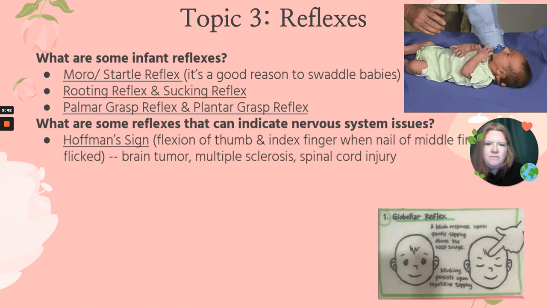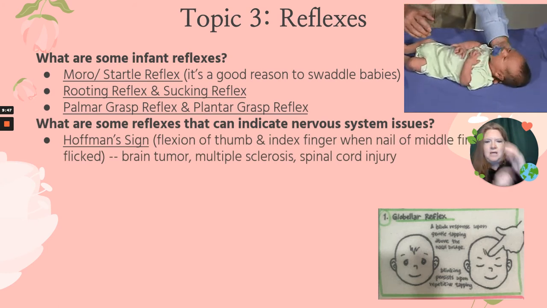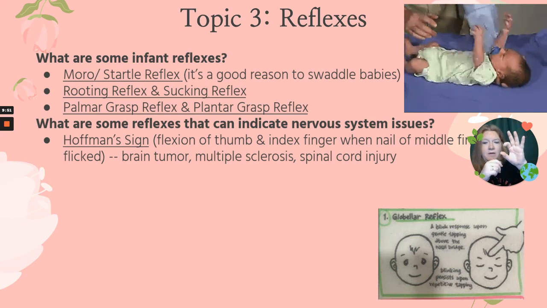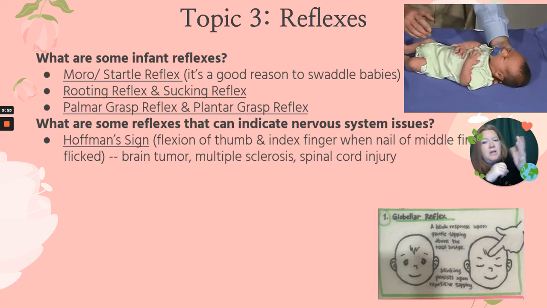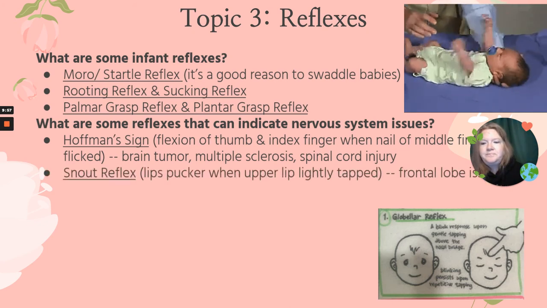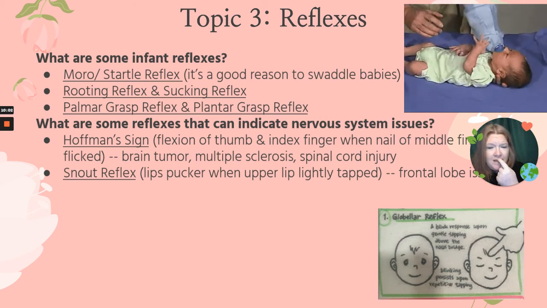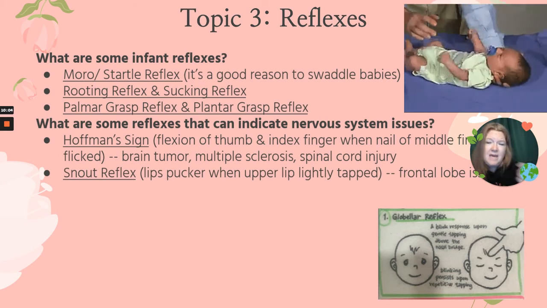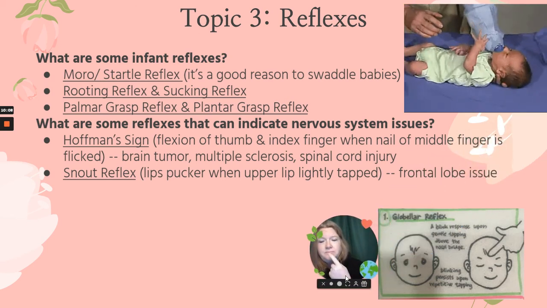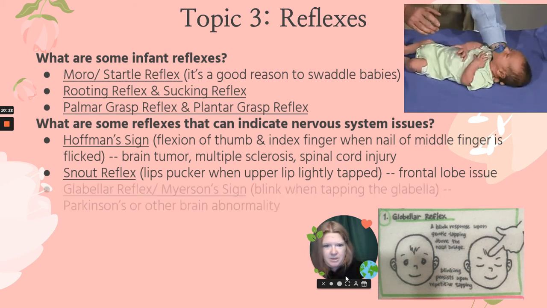And what are some of the reflex signs that can indicate nervous system issues? Well, there's Hoffman signs. So if you flick the middle finger and you see flexion of the thumb and middle finger, it can indicate brain tumor, multiple sclerosis, spinal cord injury. Snout reflex is lips puckering when the upper lip is lightly tapped. That can indicate some frontal lobe damage. And this is normal in infants, but it should not happen in adults.